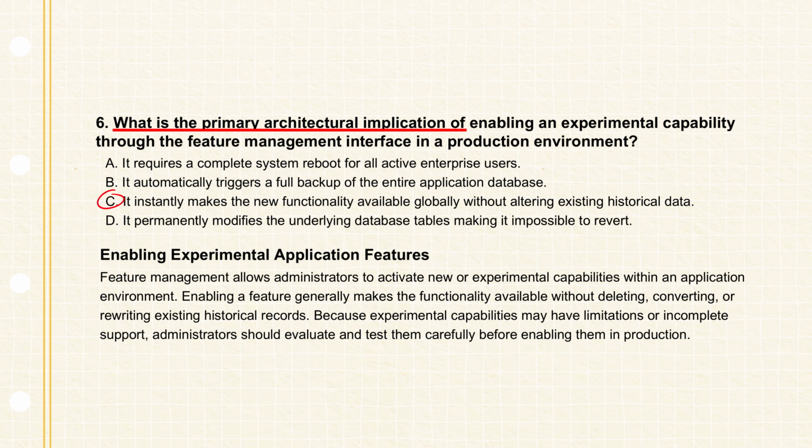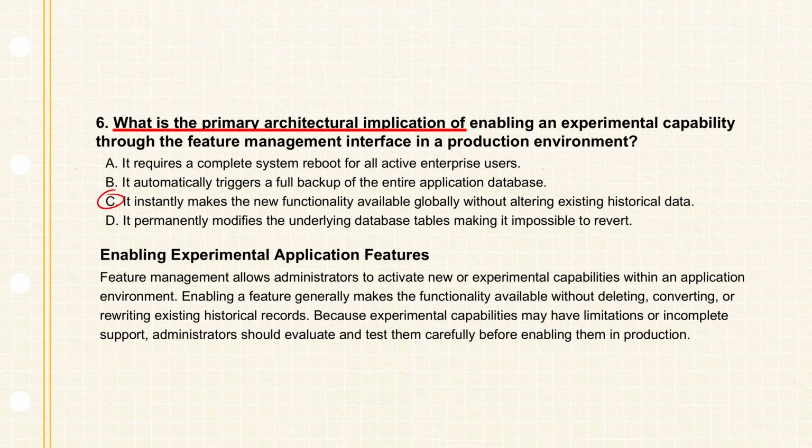The warning in that text is super interesting to me. If it doesn't destructively rewrite the database schema, what is the actual risk of enabling an experimental capability globally in a live environment? I mean, it says right there the records are safe. Yeah, the records are safe, but the risk lies in the application layer and the user experience. Feature management utilizes feature toggles. When you flip that toggle in production, the application logic instantly begins routing users to the new experimental code paths.